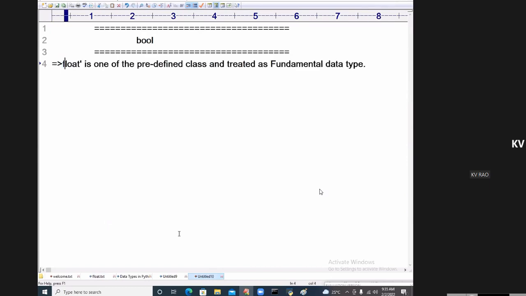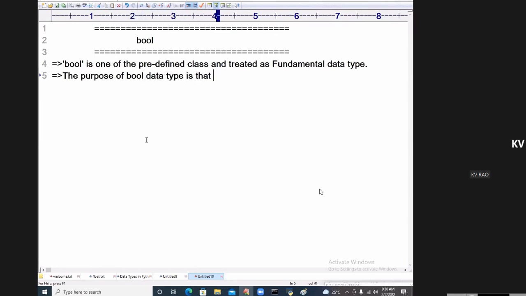Bool is one of the predefined classes and treated as a fundamental data type. And what are the values for bool data type? I'm writing the purpose of why we use bool data type. What is the real-time implementation of bool data type? The purpose of bool data type is to store what? True and false values.